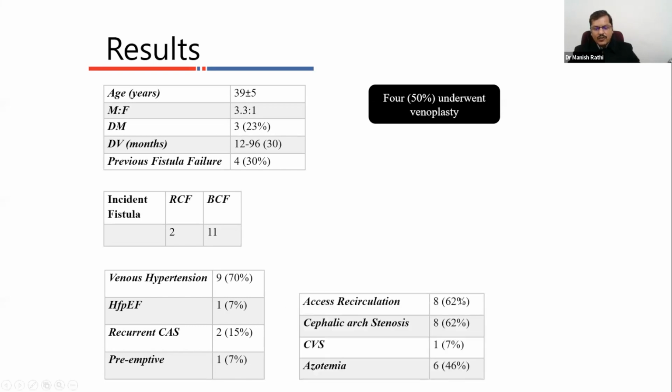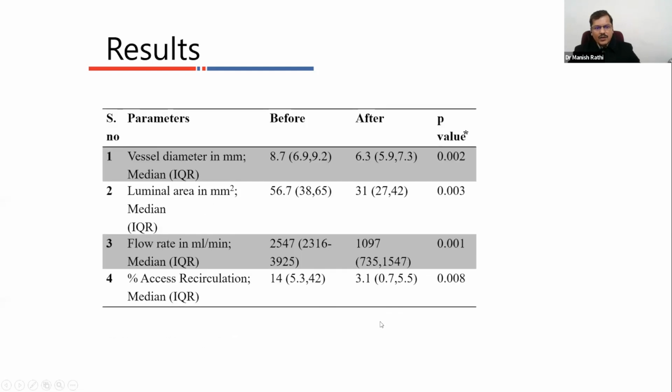Around 60% of our patients had excess recirculation. 60% had cephalic arch stenosis. 1 patient had central venous stenosis, and about 50% of our cases had inadequate dialysis. And these were our results.